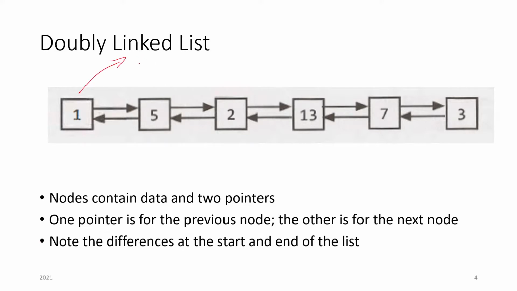this only has this pointer here. There's no pointer pointing to something else, so you can treat this as null. And then for your end node, we only have this pointer pointing to our previous node. There's no pointer pointing to your next node, so this can also be treated as null.